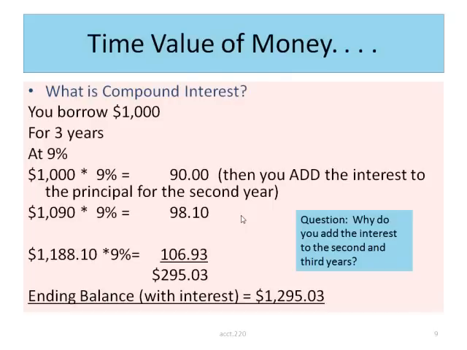Why do you have to do that? Because you haven't paid this 90 back the first year. So you're essentially borrowing it for the second year. The second year you're going to owe 98. The third year you haven't paid the 98 or the 90 back. So that is what you're borrowing the third year. And that is why it is called compound interest. Another name for that is interest on interest.